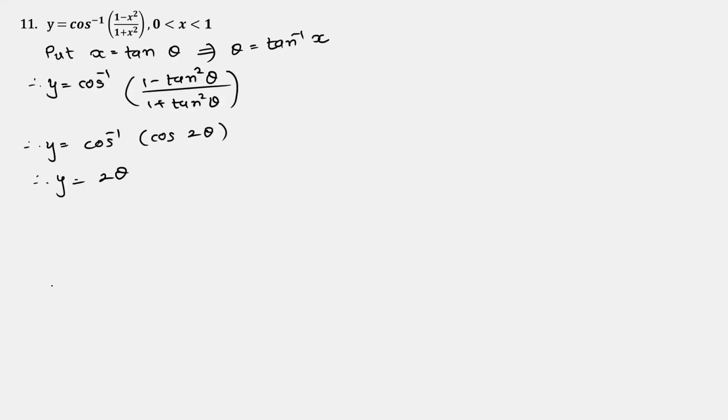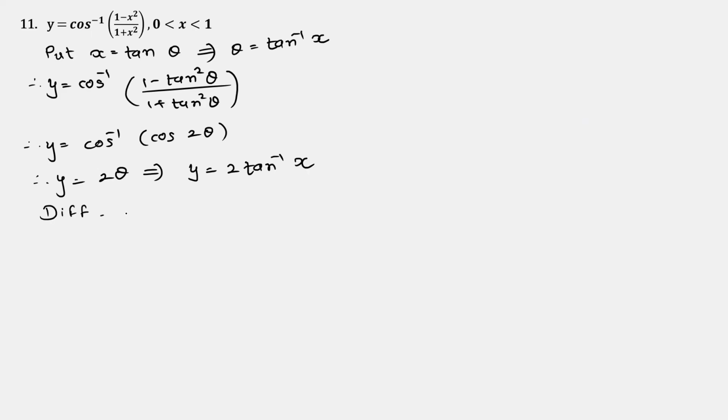Since we had cos inverse, we tried to convert that bracket 1 minus x square upon 1 plus x square in terms of cos 2 theta. Outside is cos inverse, inside should be cos. Then only the 2 theta would be the answer. And y is equal to 2 tan inverse x.